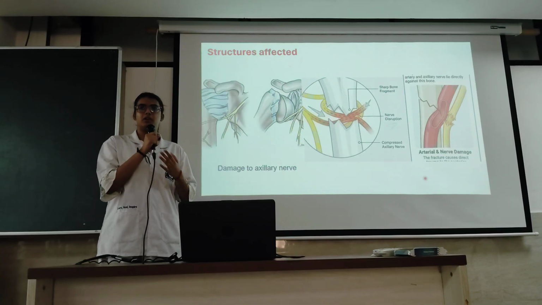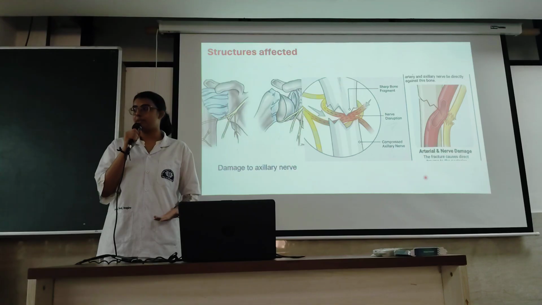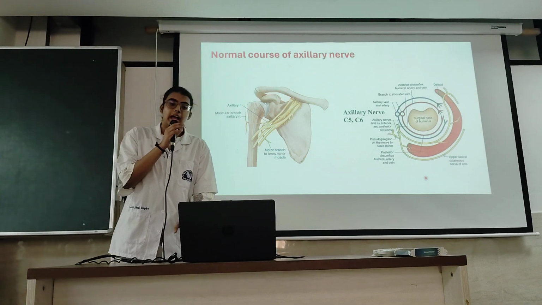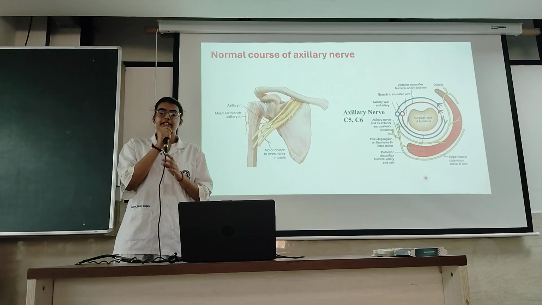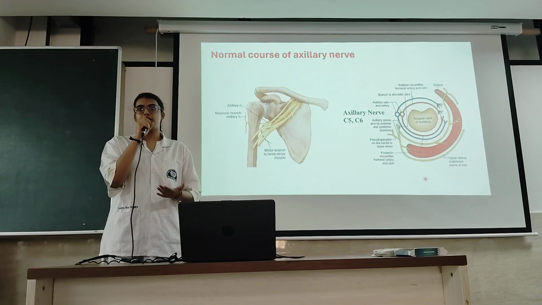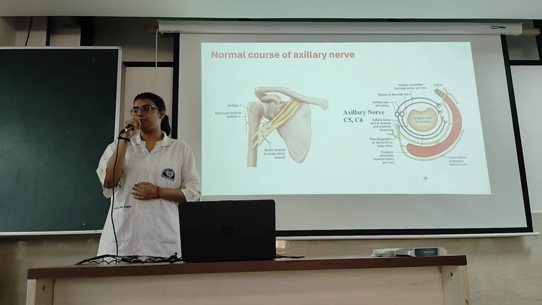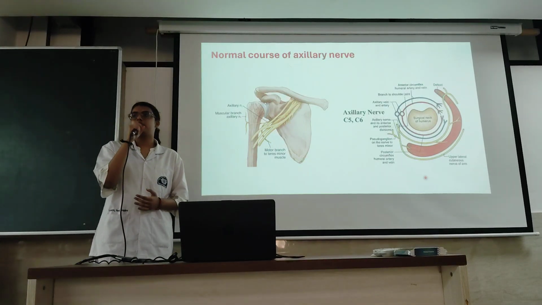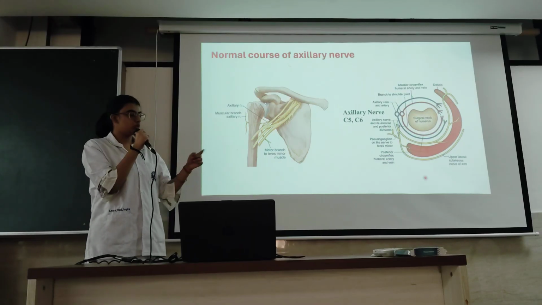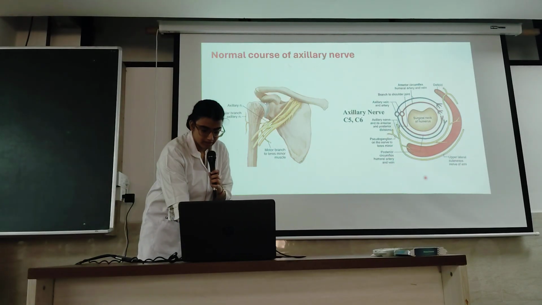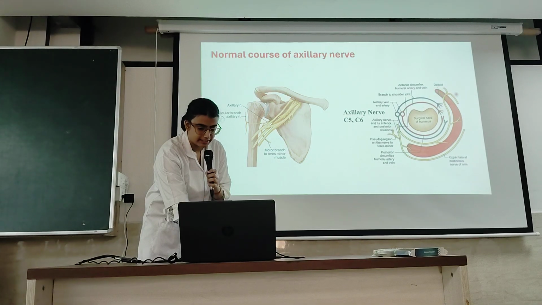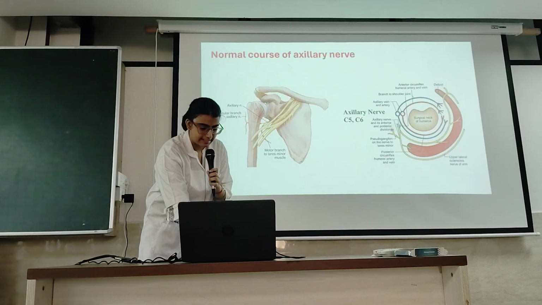So before talking about how it's affected and what are the complications arising due to it, let's first talk about the normal course of the axillary nerve and the vessel. The axillary nerve, as we all know, is a branch of the posterior cord of the brachial plexus, which arises in the axilla and passes posterolaterally into the quadrangular space, and there it divides into two divisions. The first is the anterior division, which supplies the deltoid and the skin over the anteroinferior region of it, and the posterior division, which supplies the teres minor.